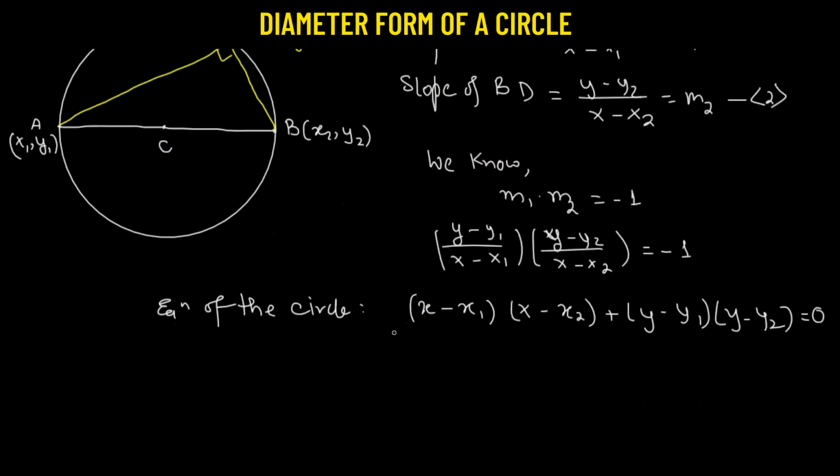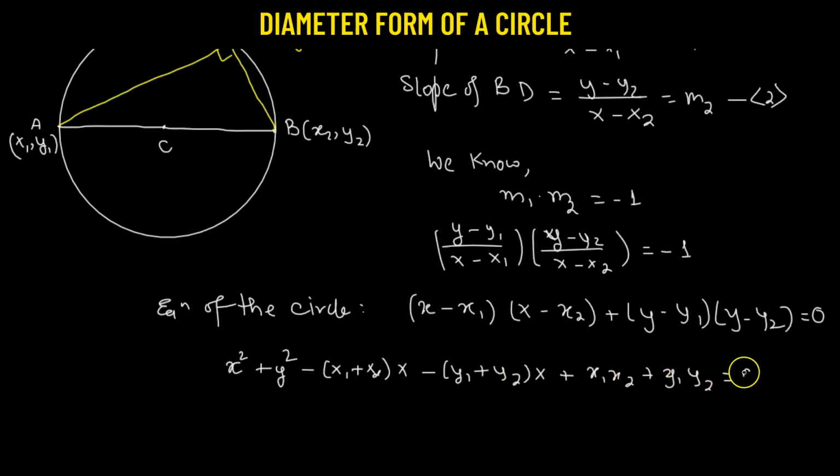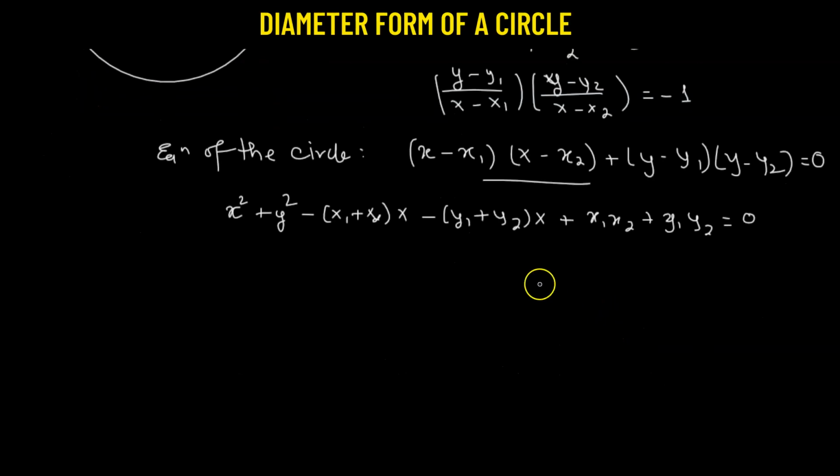Fine. So if we want, there is another form. All we have to do is expand this. When we expand it, we're going to get x squared plus y squared minus (x1 plus x2) times x minus (y1 plus y2) times y plus x1 times x2 plus y1 times y2. So this is nothing but the expansion of this particular equation.